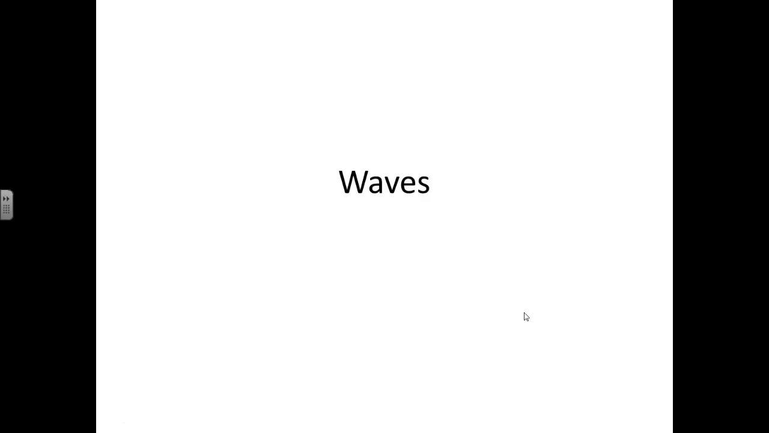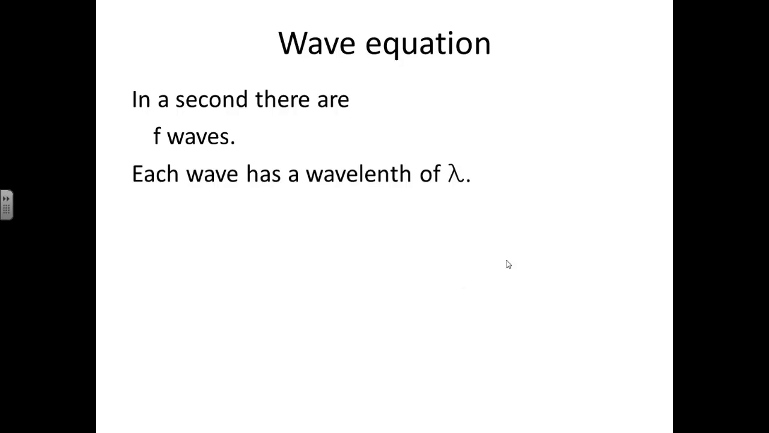What we're going to look at today is about waves, and in particular about what's called the wave equation. So, in 1 second, how many waves pass a certain point? This is the frequency of the wave. So let's say f waves pass a certain point per second. So let's say 2 waves go past, the frequency is 2 Hertz.